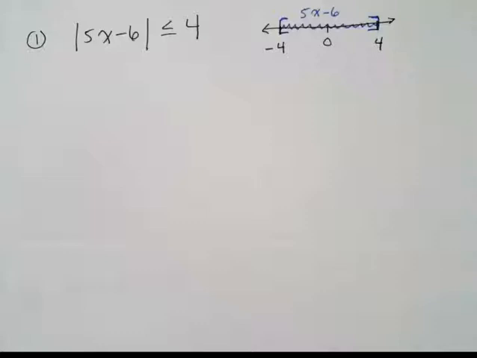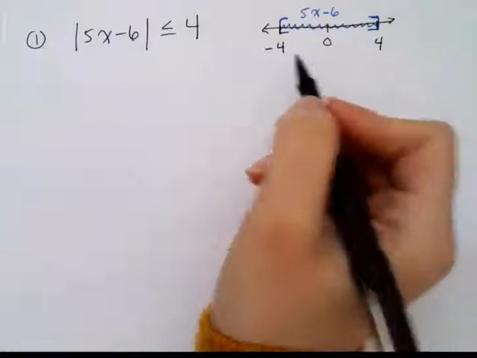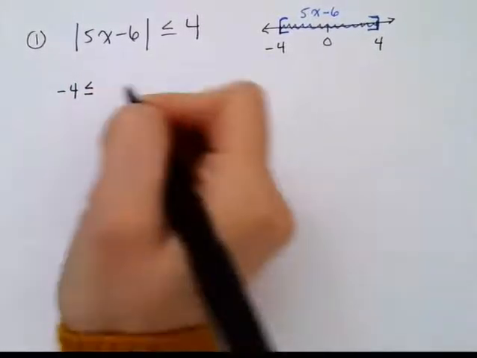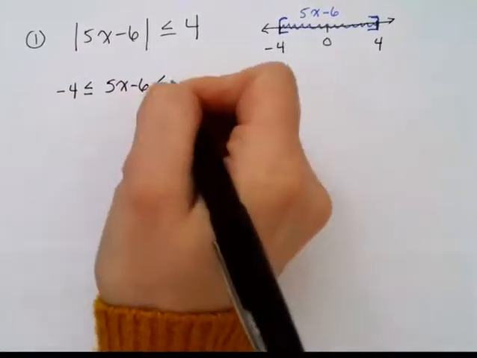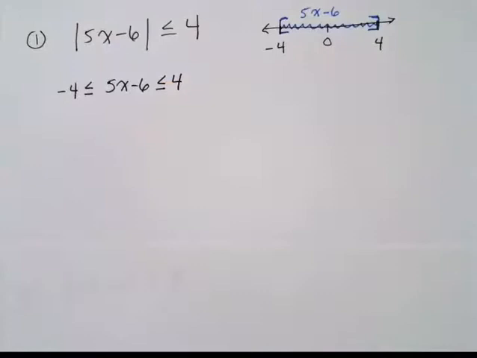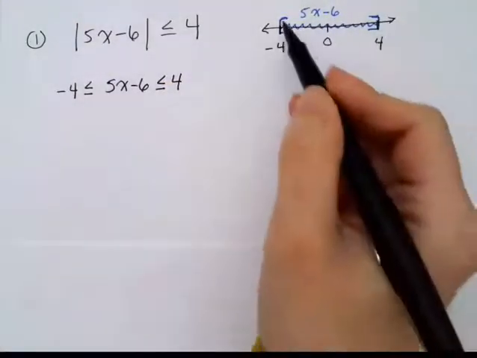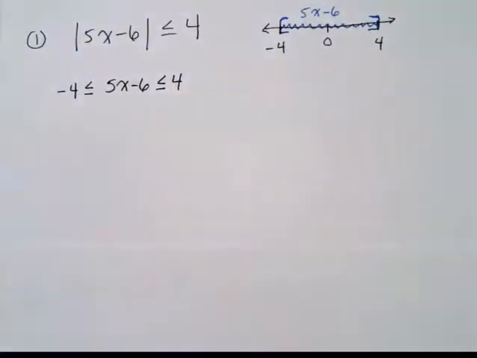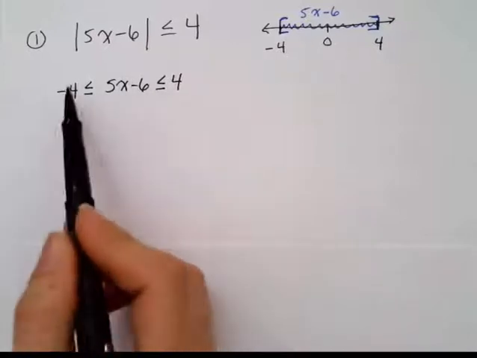So this graph helps me to write my compound inequality. So -4 is less than or equal to 5x minus 6, which is less than or equal to +4. Right, I'm getting this inequality from this picture. I'm shading in the values that work for that expression. Now I will find the values of x that make this statement true.